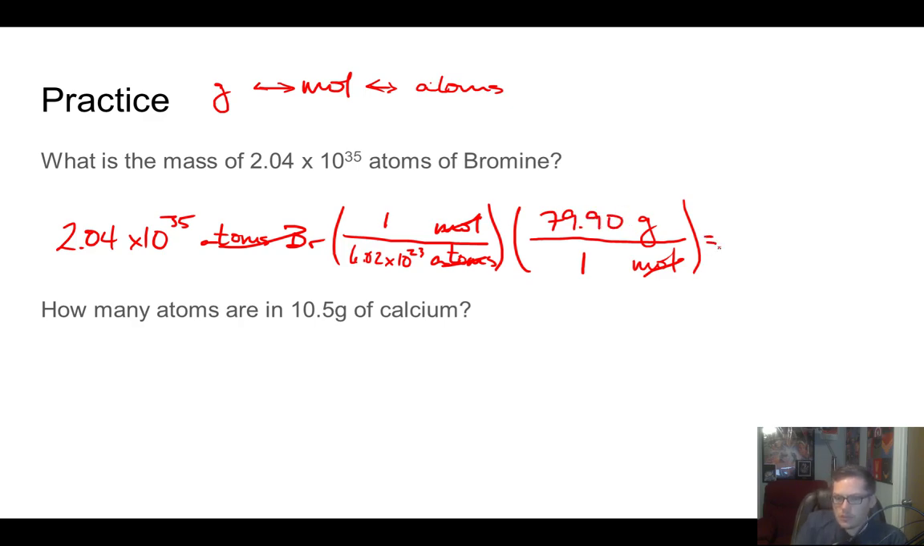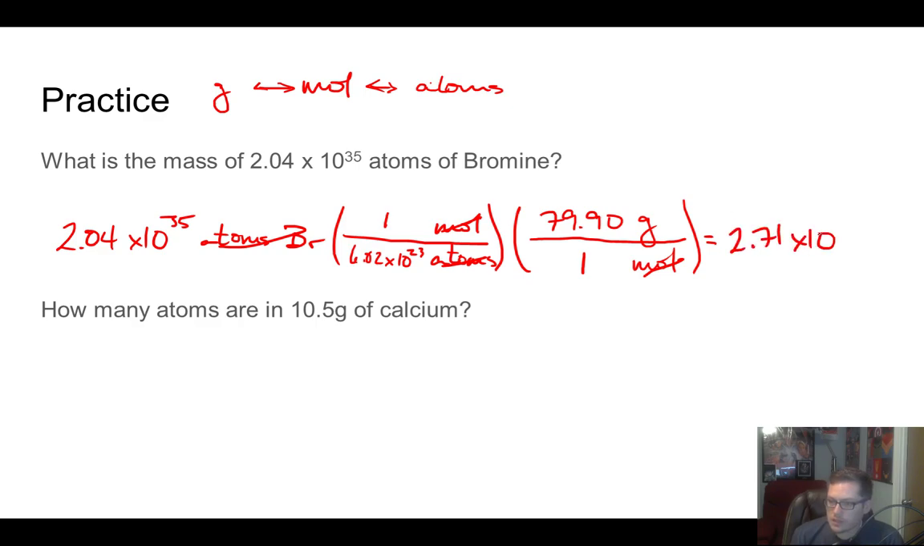Let's say 2.04 times 10 to the 35th atoms. Now, everything that's on the top gets multiplied, and everything on the bottom gets divided. So we're going to divide by 6.02 times 10 to the 23rd, and don't forget those parentheses, because if you don't use the parentheses, you're going to get the wrong number, times 79.90. So I got, let me double check, 2.04 times 10 to the 35th, divided by parentheses 6.02 times 10 to the 23rd, times 79.90, and I got 2.71 times 10 to the 13th.